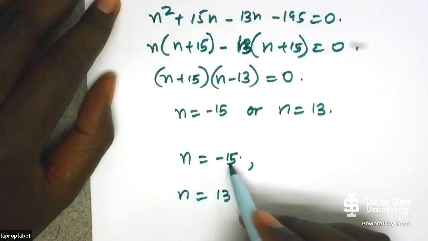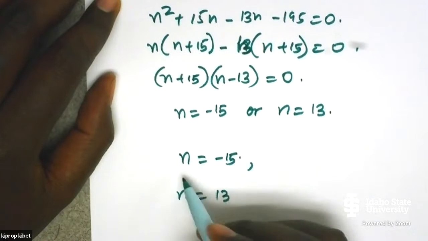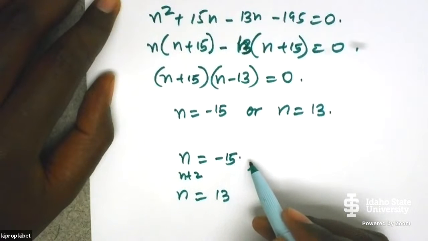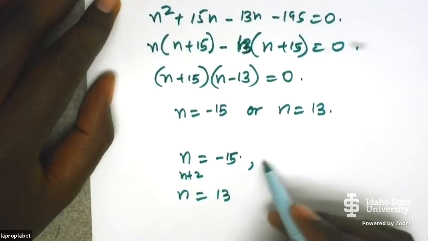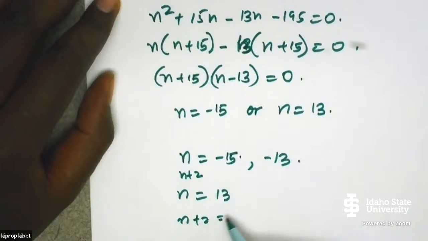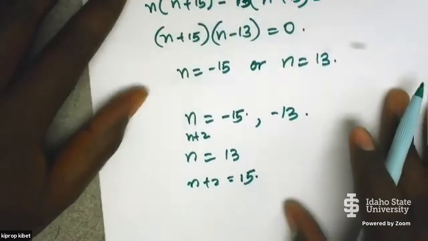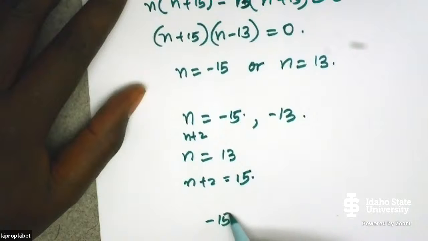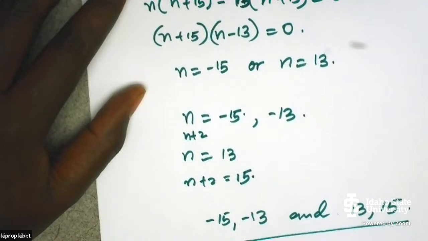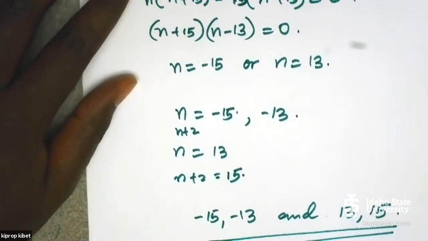So what is our next number here? What is n plus 2? Minus 15 plus 2 is negative 13. In the other case, n plus 2 is 15, right? So we have two pairs: minus 15 and minus 13, and 13 and 15. Are we together?